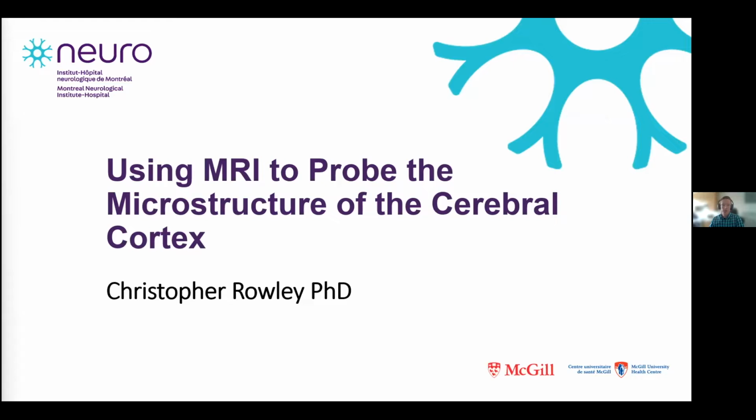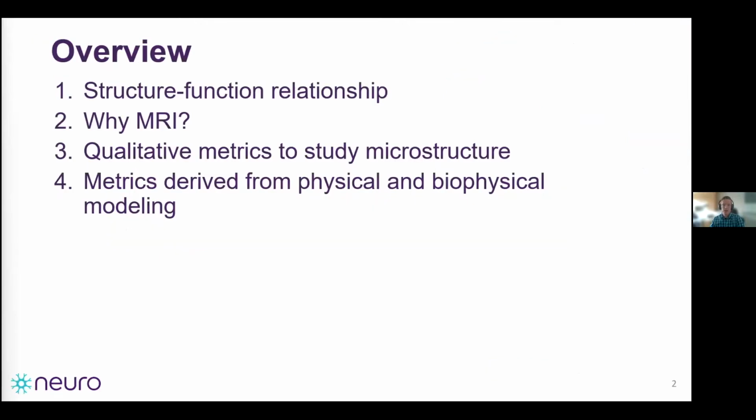Okay, so today I'm going to talk to you about using MRI to probe the microstructure of the cerebral cortex. For this talk, I'm going to first motivate my work with an introduction into the relationship between structure and function in the brain. And then, because we have a group of diverse people, we're going to say why we want to use MRI to look at this.